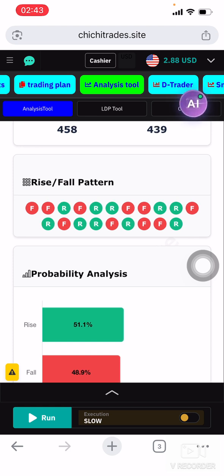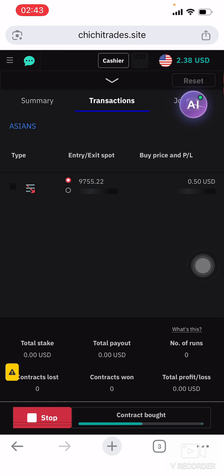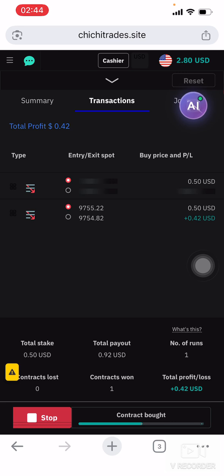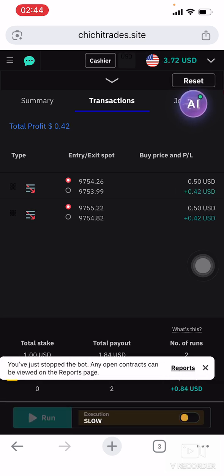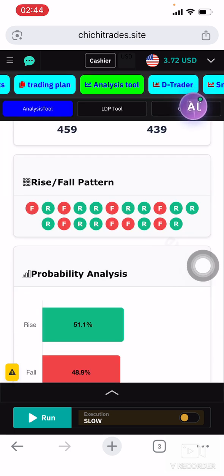So let's wait for the candle to rise 3 consecutive times, then a fall, you run. Number of runs, 2 runs only. So the first run it's a win, then our last run it's also a win. That's a profit of 0.84 USD. So let's wait again. Remember those are the conditions.